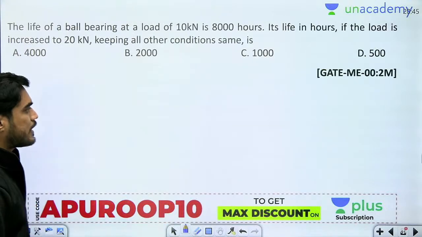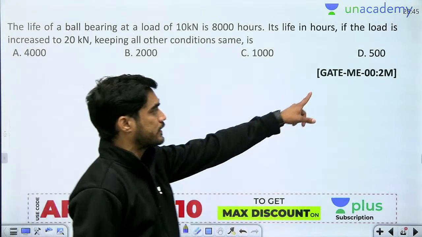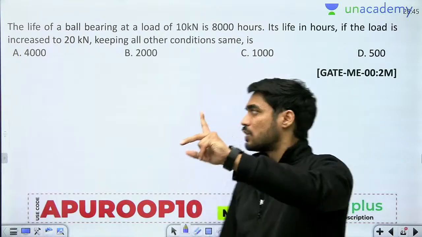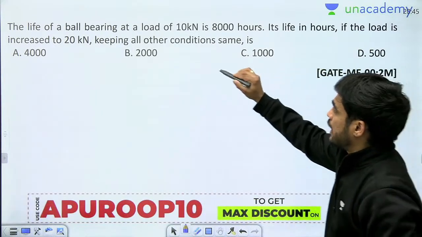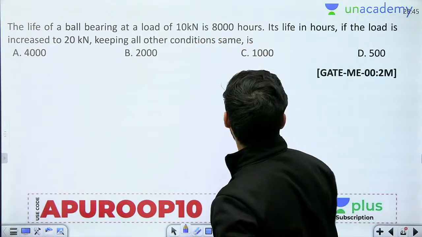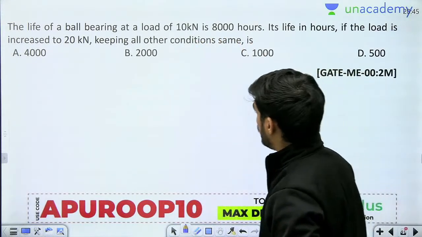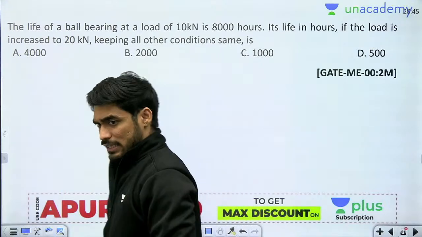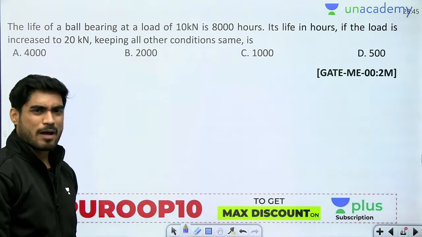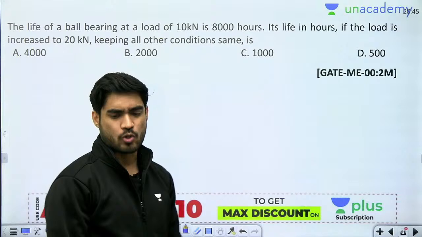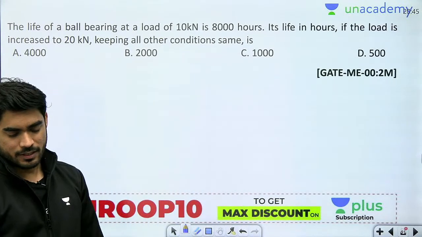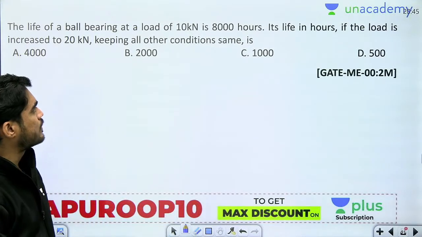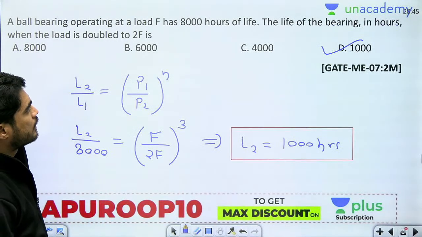Okay, चलो next question. GATE 2000 का question है, 2 marks का question. Life of ball bearing at a load of 10 kilonewton is 8000 hours. If the load is increased to 20 kilonewton and all the conditions are same, what will be the life? अब तो आप मौखिक बता सकते हो. Even without solving you can tell. If you double the load, what will be the life? The life will become 1 by 8 times.